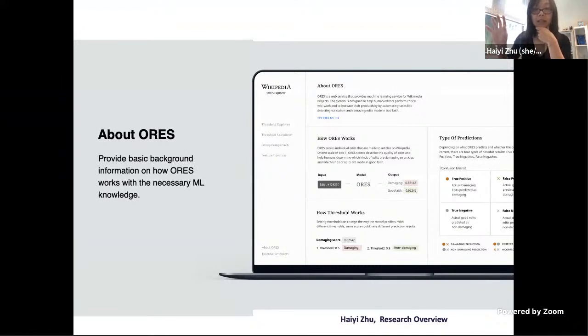So first, the visualization starts with this landing page, in which we provide a basic overview of the ORES prediction models and how ORES scores the edits and how ORES actually makes predictions according to the thresholds. And maybe you can see from this screenshot, we also use some simple diagrams to help users understand the machine learning concepts and metrics in the context of Wikipedia and ORES. And in this way, the users can have the necessary knowledge to explore the visualization that comes next.